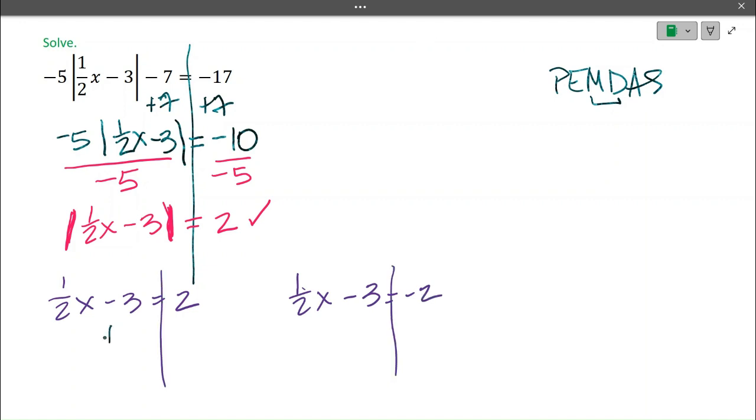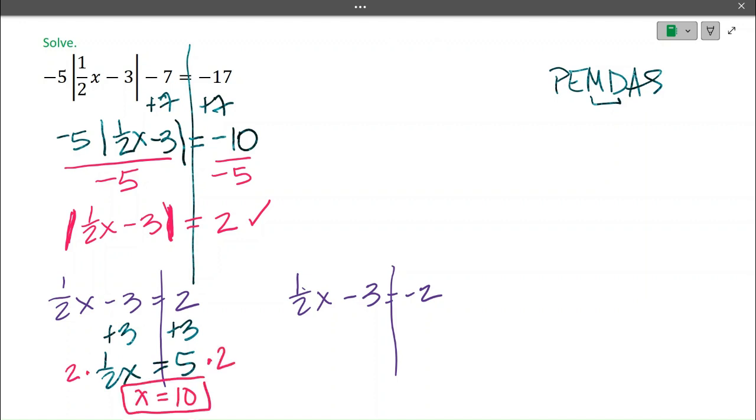So I'm going to add 3 to both sides. When I do that, I get half x equals 5. Okay, like I told you before, I prefer to multiply instead of divide. So I'm multiplying by the reciprocal of half, which is the same thing as dividing by half. And when I do that, I get x equals 10. So that is one solution.